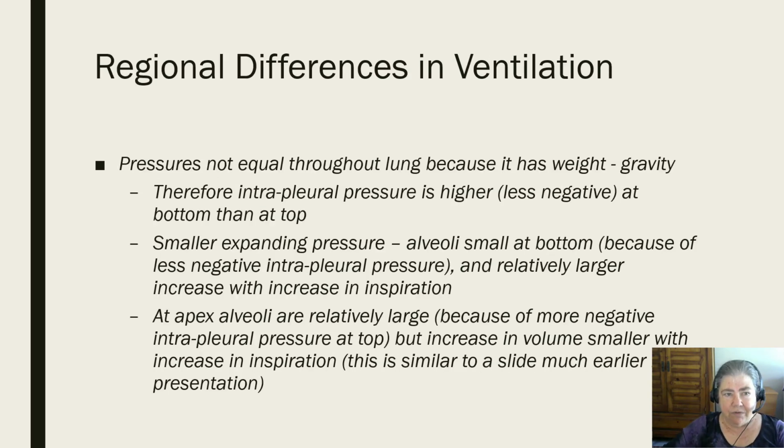There are also these differences in ventilation. So intrapleural pressure is higher, or less negative, at the bottom than at the top. The alveoli are small at the bottom, but they're better able to increase in size with inspiration. And at the apex, they're bigger, but they are less able to increase in size with inspiration.